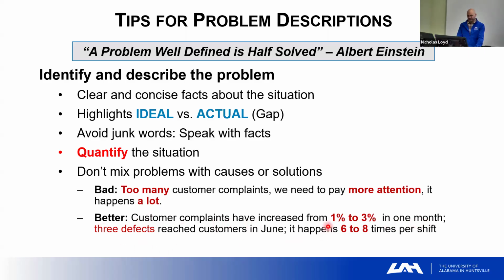3 reached the customer in June. Issues happen 6 to 8 times per shift. Now those are hard numbers, right? Good or bad, if I make a change, I can come back and compare metrics from those same categories and see if I got better or not. So a good problem statement is quantified. And if I haven't quantified it, it's kind of hard to say I've improved. I may feel better, but if I don't have the numbers, I don't know what I've improved upon.